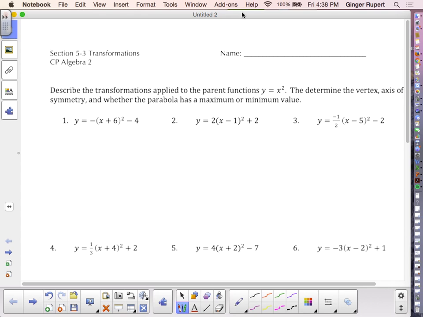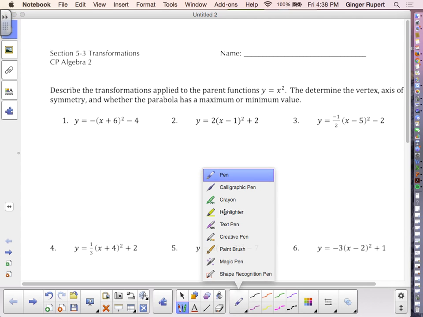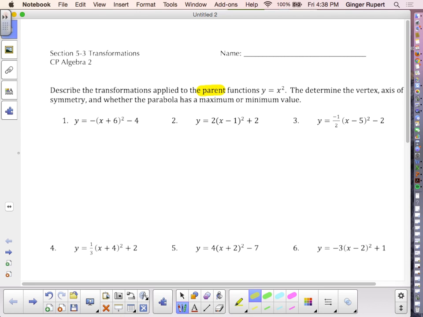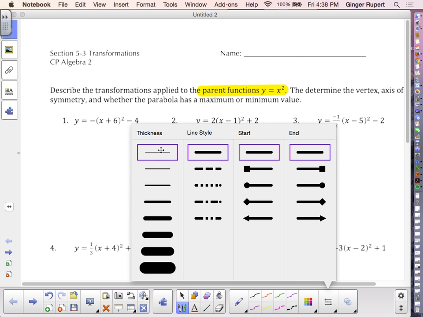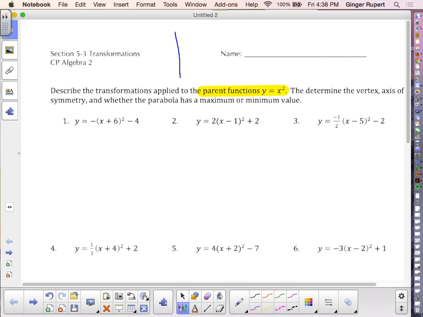The parent function is y is equal to x squared. That is the function that is centered at the origin with a vertex on the origin. It's of normal width, no stretches, no compressions. So what happens with number one?